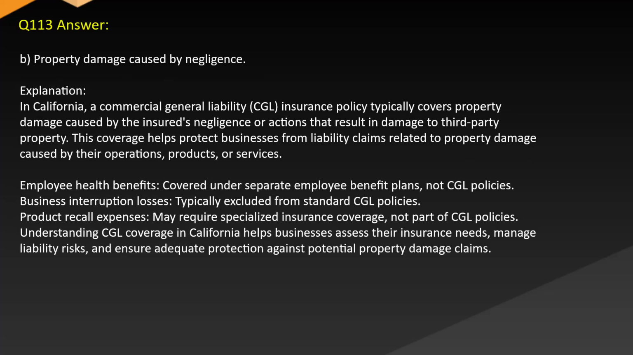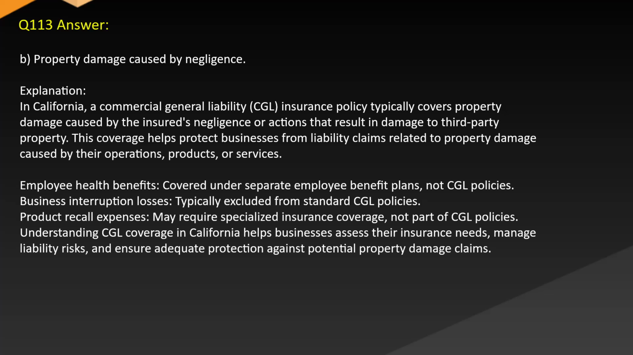Answer: B. Property damage caused by negligence. Explanation: In California, a commercial general liability (CGL) insurance policy typically covers property damage caused by the insured's negligence or actions that result in damage to third-party property. This coverage helps protect businesses from liability claims related to property damage caused by their operations, products, or services.